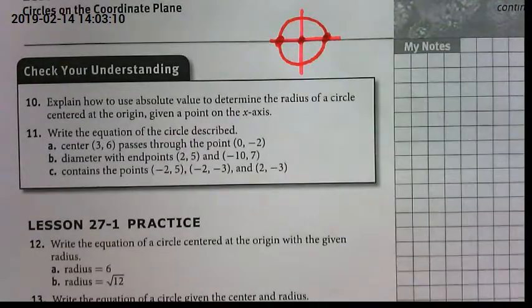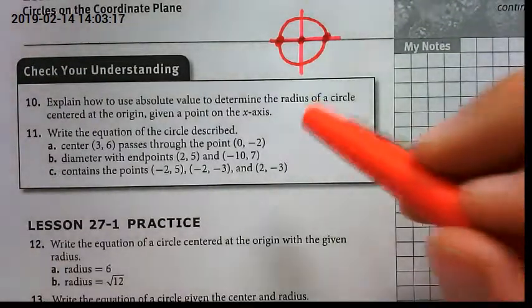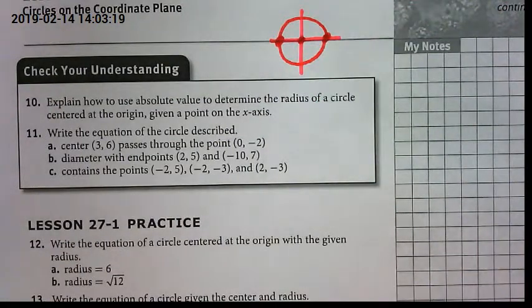Okay, you could use distance for it, but now go back to the question. The question asked us specifically, how do we use absolute value to determine the radius in this specific scenario? Yes? If the center of a circle is on the origin, then whatever value the x is, that's going to be your radius. Yes. That's how long it is.